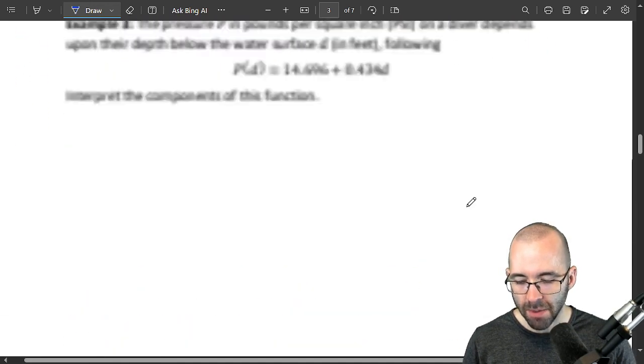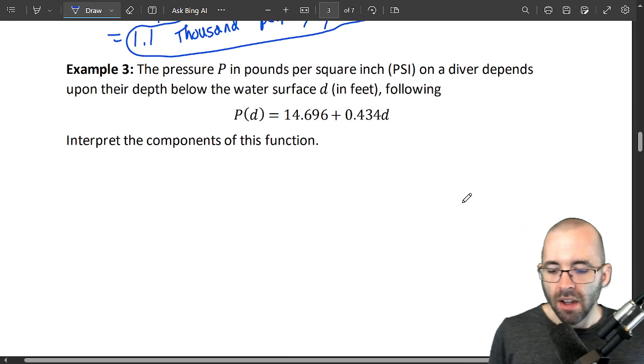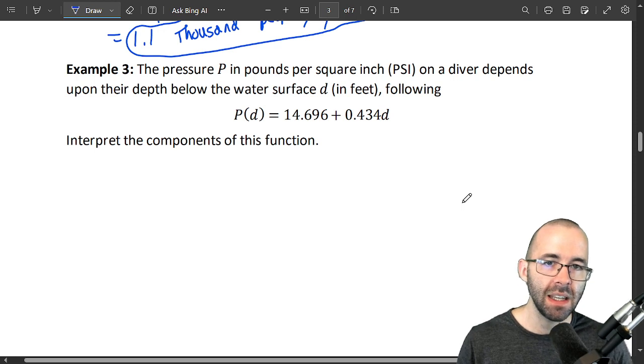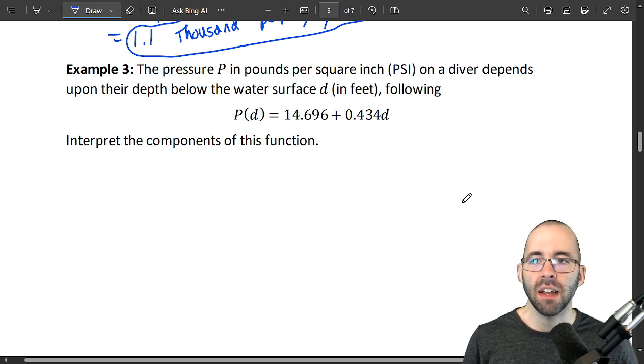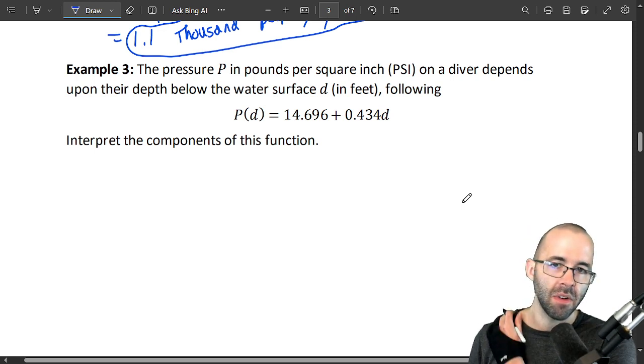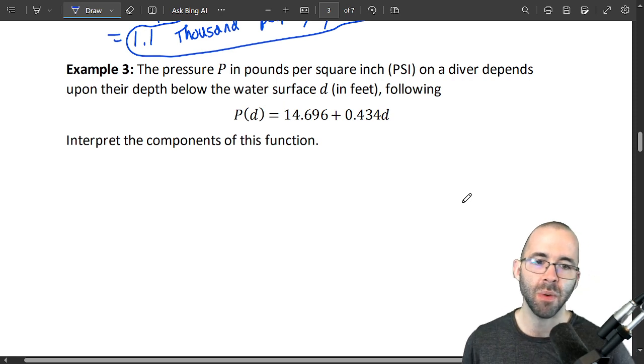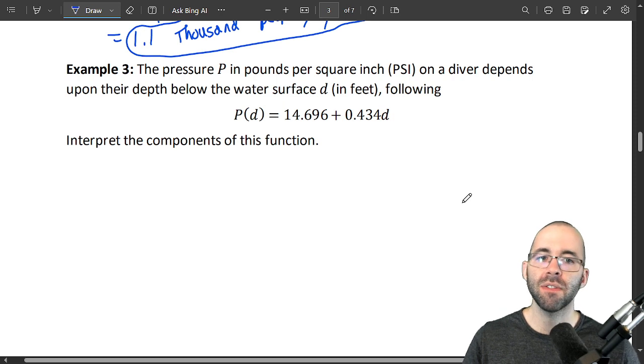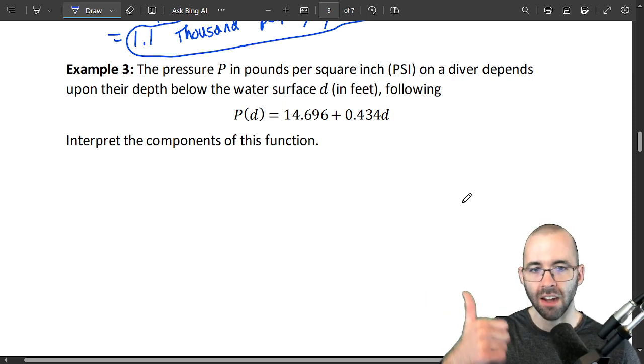Doing another example. The pressure P in pounds per square inch, otherwise known as PSI, on a diver depends on their depth below the water surface. So if you're really far into the water, there's a ton of pressure on you, which is why if people go really deep, they actually can't go all the way up.